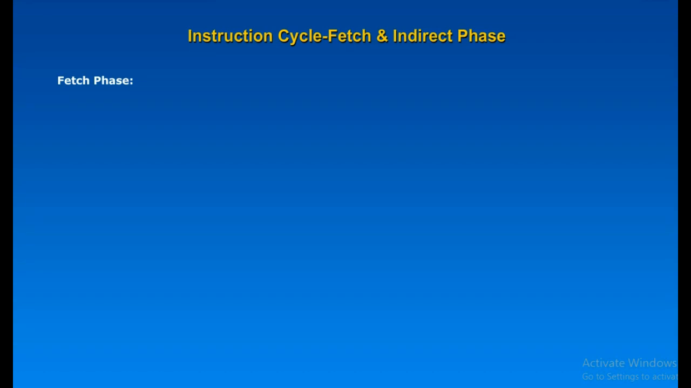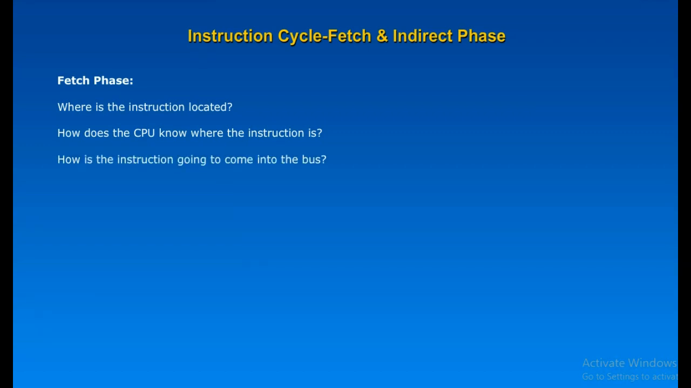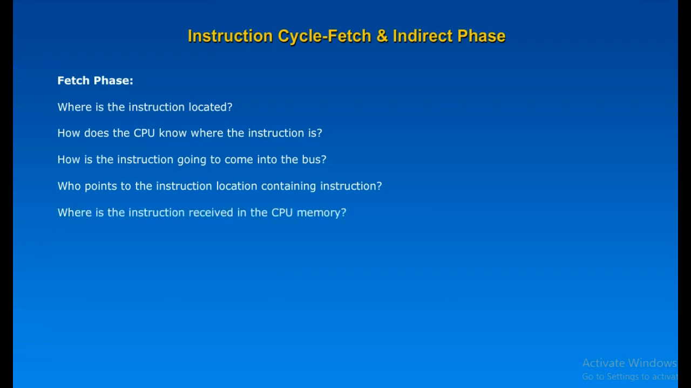What we require here are the following. Where is the instruction located? How does the CPU know where the instruction is? How is the instruction going to come into the bus? Who points to the instruction location containing instruction? Where is the instruction received in the CPU memory? How does the corresponding register know that it is entitled to receive the instruction? Let us answer these questions one after the other in order to understand the whole process of fetching instruction.